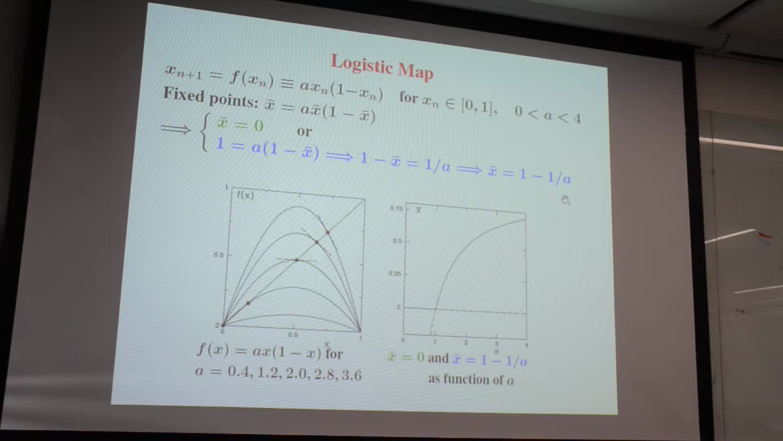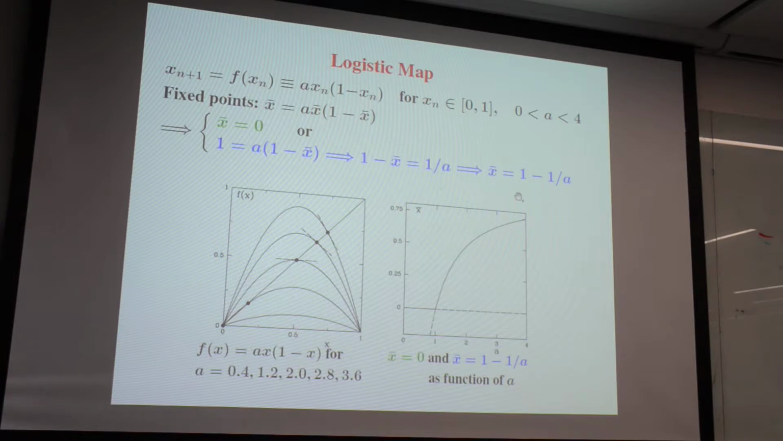To get this new fixed point, you need a to be greater than 1, because otherwise this brings you to negative values. There's nothing fundamental about this, but we're restricting the domain to be x positive. For example, in population biology, x is only positive.